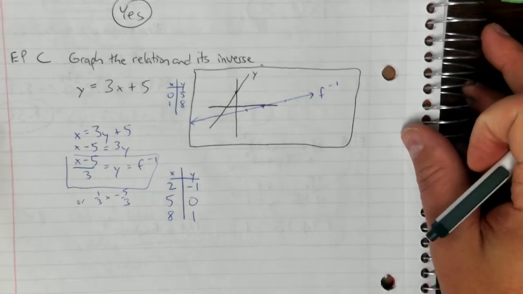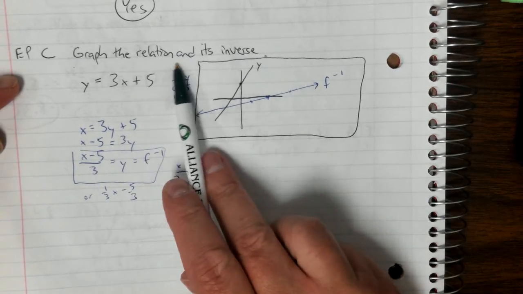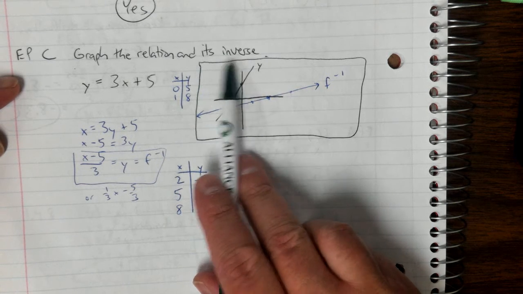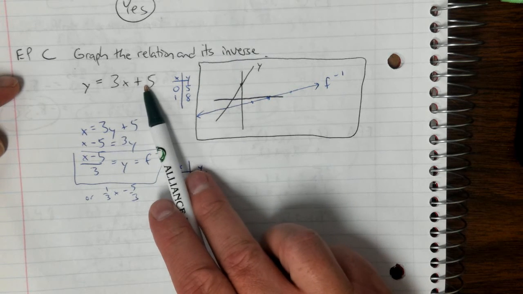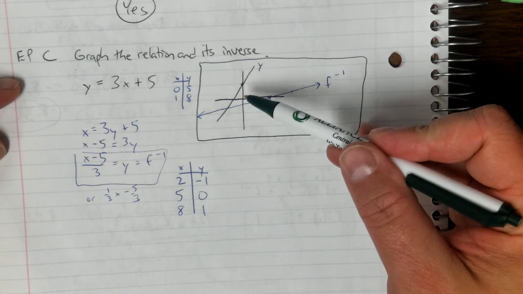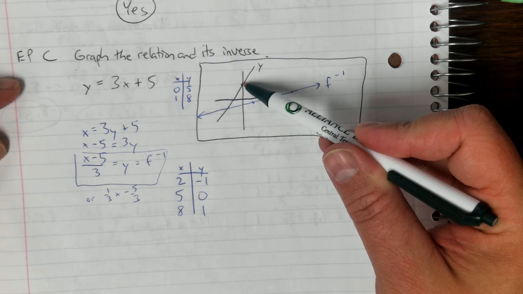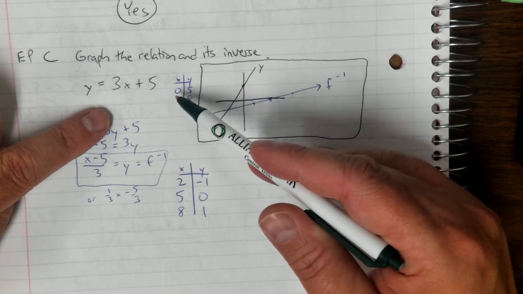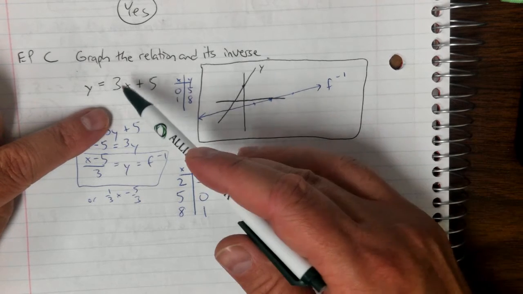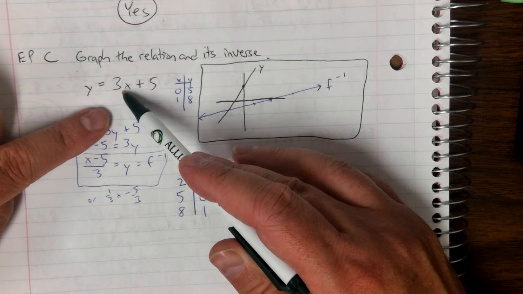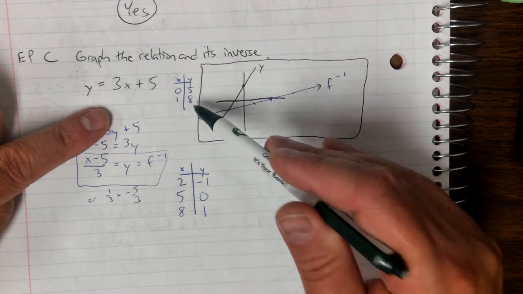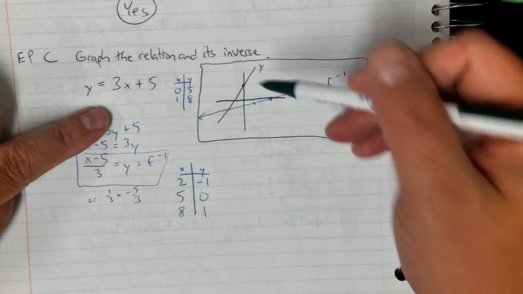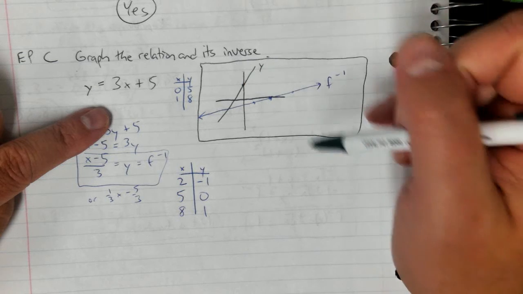For our next one, we have graph the relation and its inverse. So we start with y equals 3x plus 5. So I went up 5. And then what I did apparently was I plugged a 1 in. So 3 times 1 is 3, plus 5 is 8. And so I plotted those points.